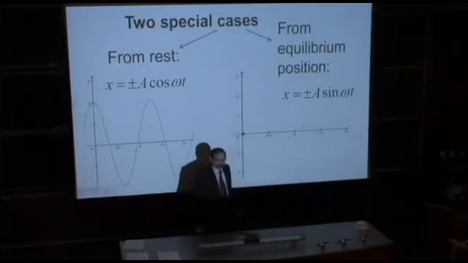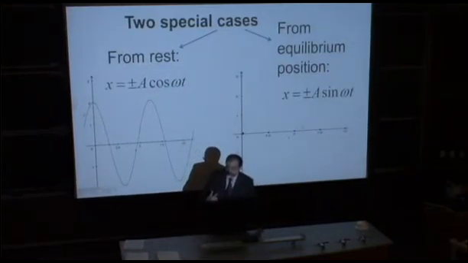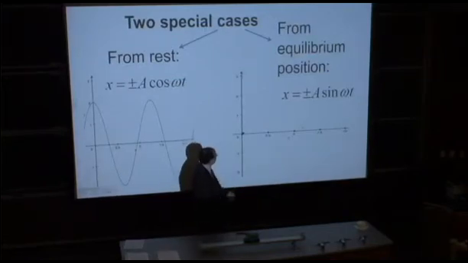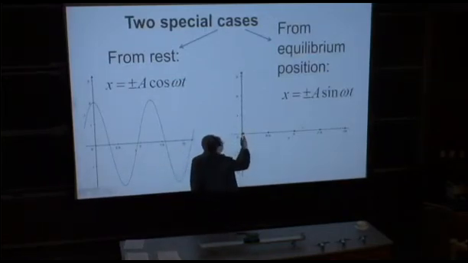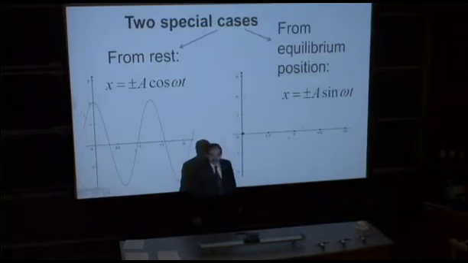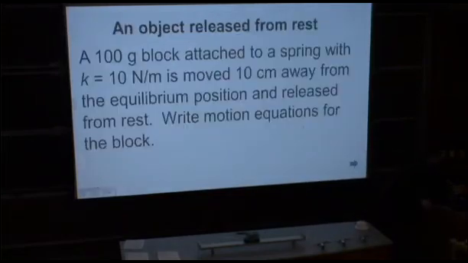But if my positive x direction points to the right, but I hit it to the left, my initial velocity should point to the left. So the slope of this graph should be negative. So the graph should go like this. In that case, we choose minus a times sine. That's all we need to know.